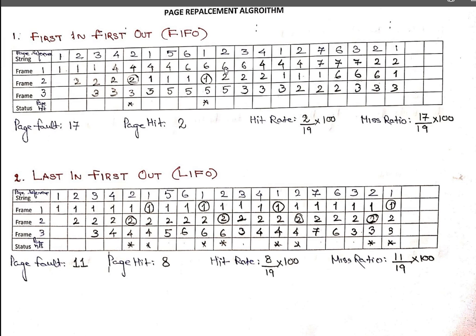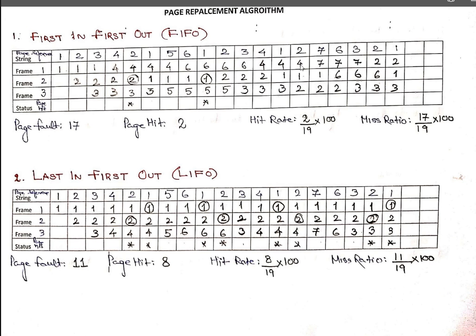Now the next page 2 is appearing. When the 2 appears, this 6, 1, 5 is there. So 2 will replace which one? The 2 will replace 1 because it is there for a longer time. So that's why it is 6, 2, 5. Now when the 3 appears, this 5 was there for a long time, so it will replace the 5. And next, when 4 comes, 6 is there for a longer time as compared to 2 and 3, so it will be replaced by 4. Next, when 1 comes, 2 will be replaced by 1.